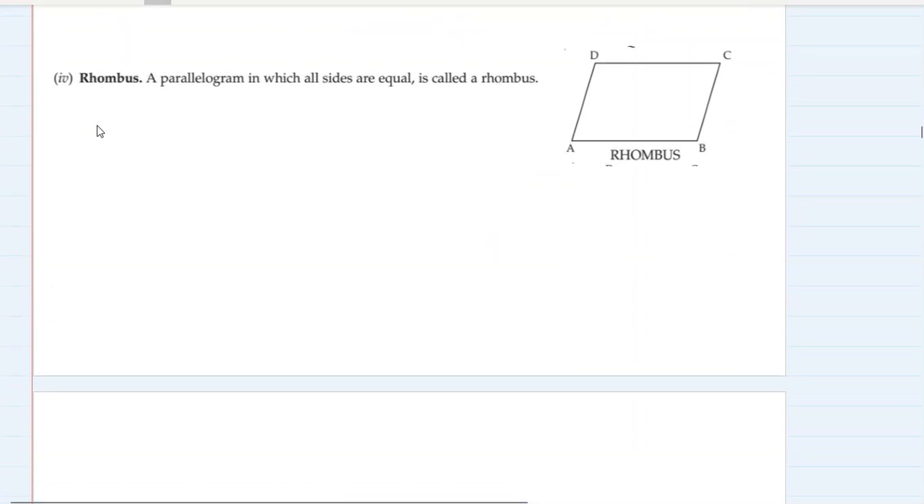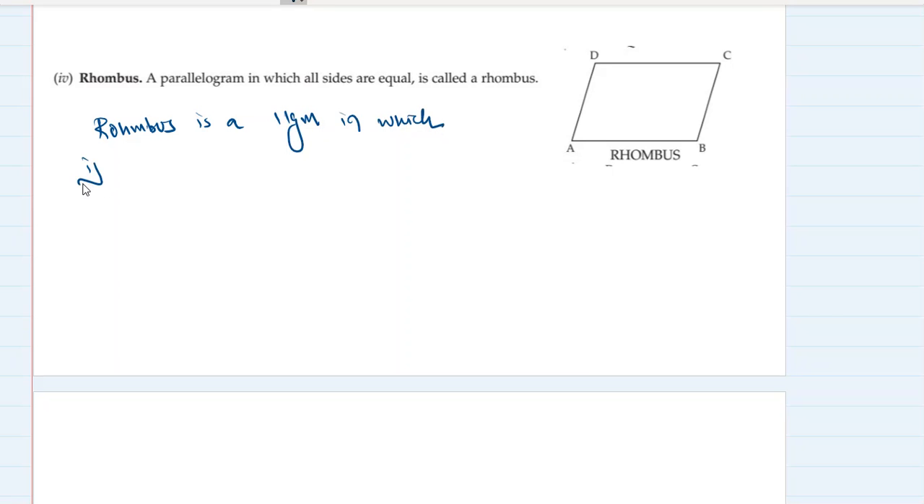So a rhombus is also a parallelogram. A rhombus is a parallelogram in which, number one, see, it has got all the properties of a parallelogram, but apart from that it has got some special properties. Number one, all sides are equal.